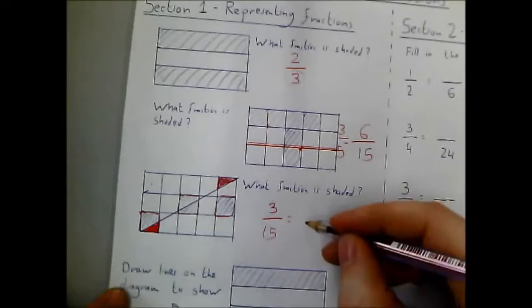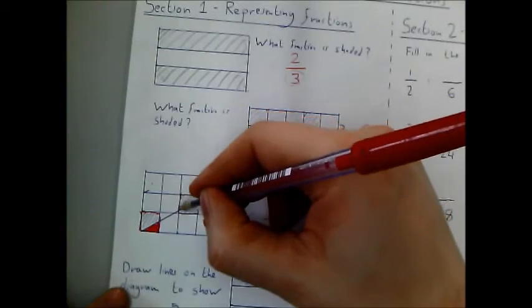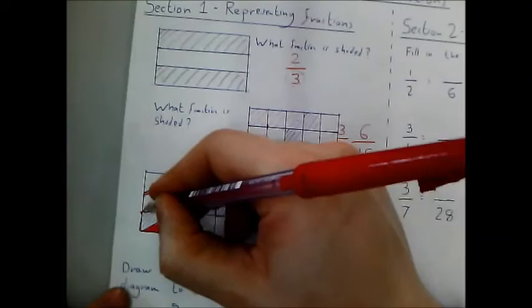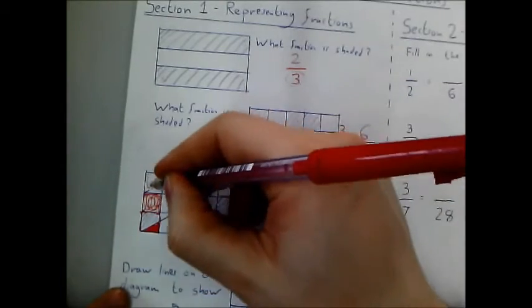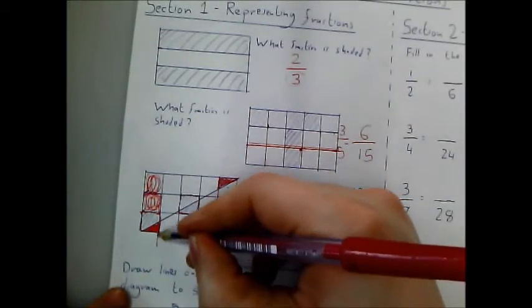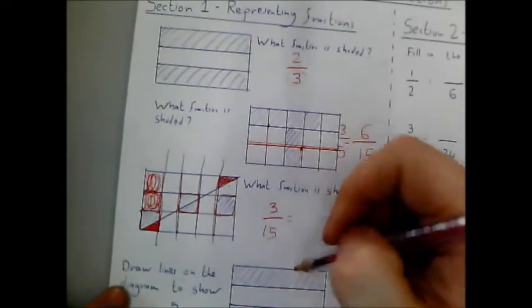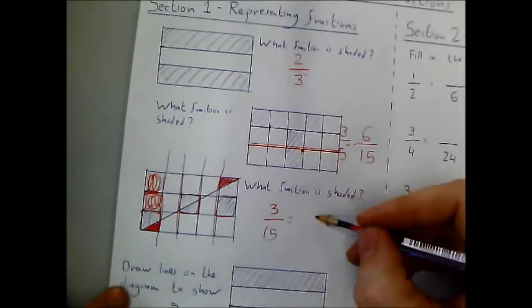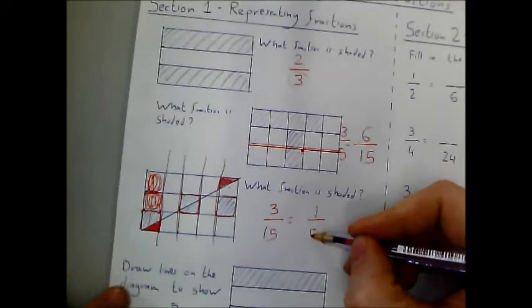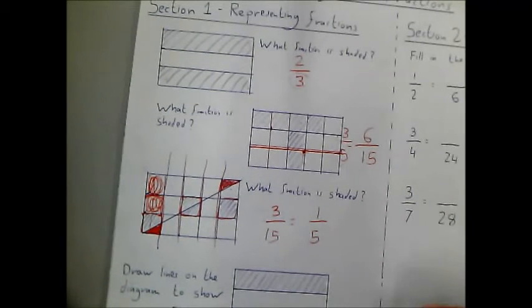If you also happen to notice that these red squares can be moved here and here, I can split the shape into 1, 2, 3, 4, 5 pieces, of which I've got 1 of them, so this could also have been 1/5. Either answer is fine for the moment.